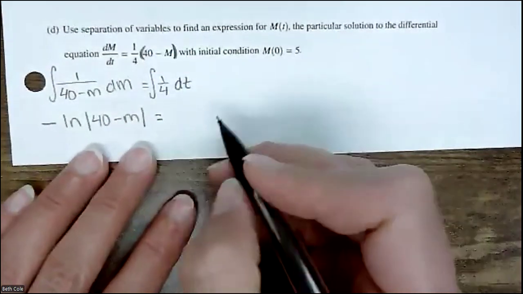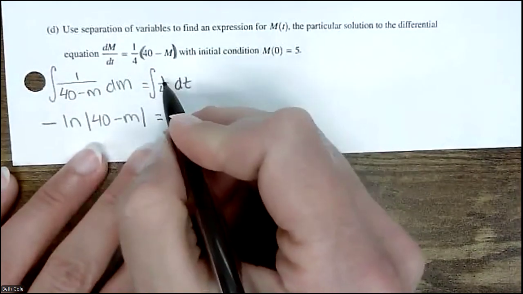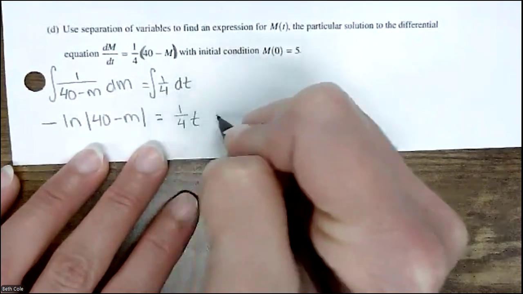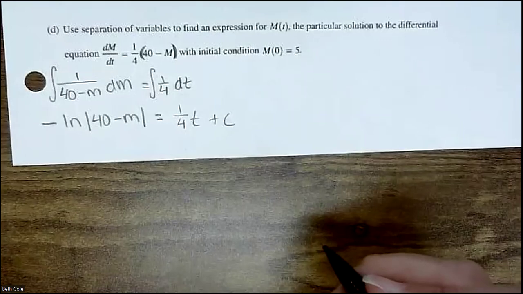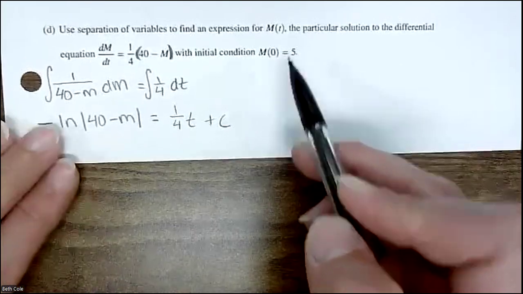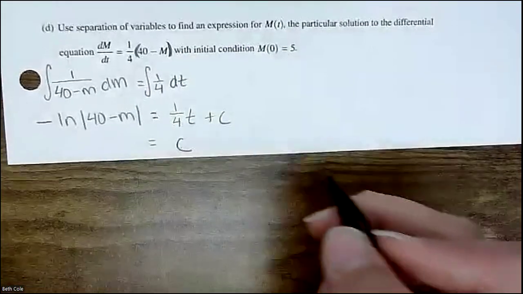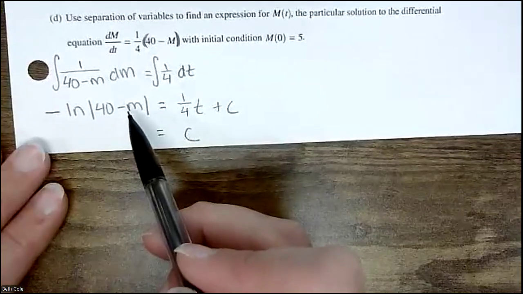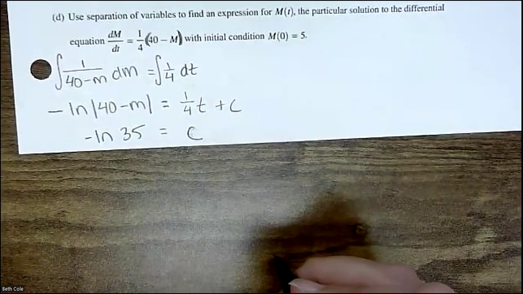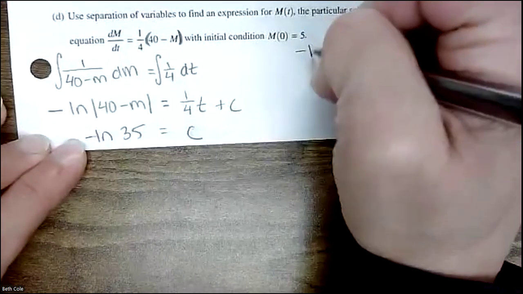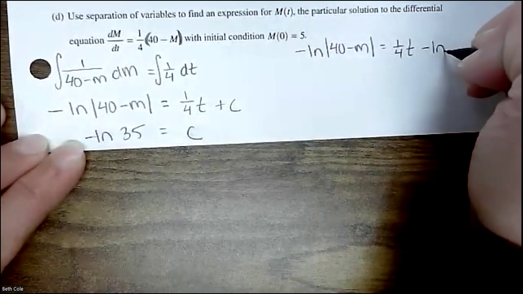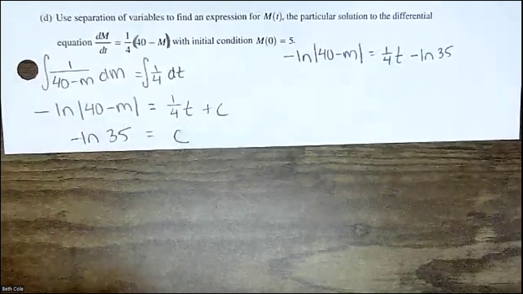All right, how about this side? Antiderivative of 1/4 dt. 1/4 t, good, and then plus a constant. We're going to plug in 0 for time and 5 for m. So if 0 is time, that's all gone, which is nice. If you plug in 5 for m, on this side, you're going to have negative ln 35. So we're going to recopy that previous step exactly like it looks, but we're going to put minus ln 35 in place of the c.